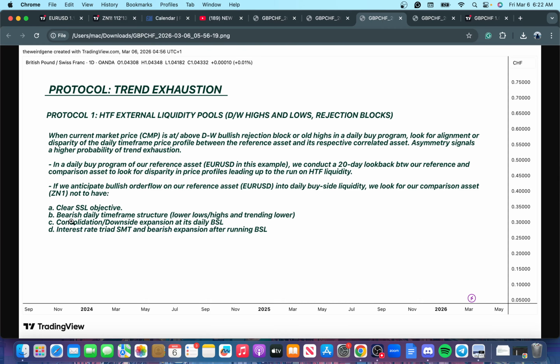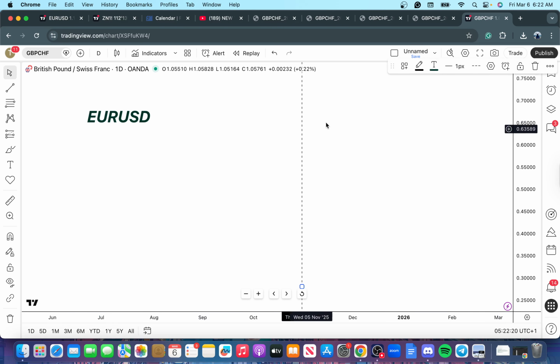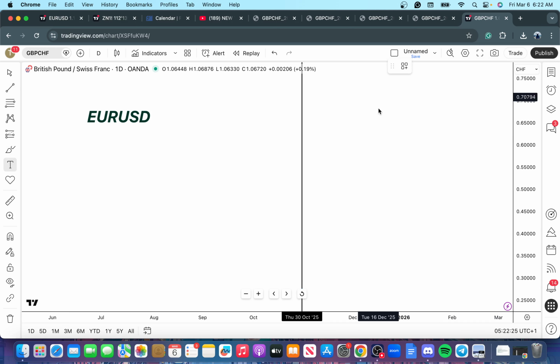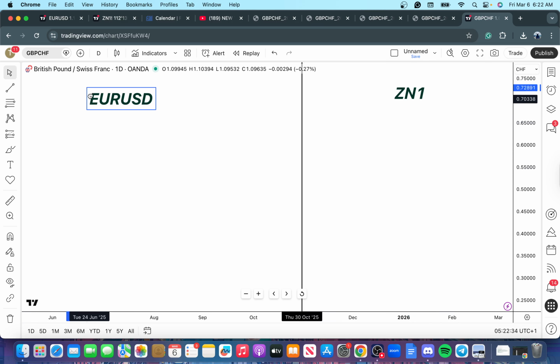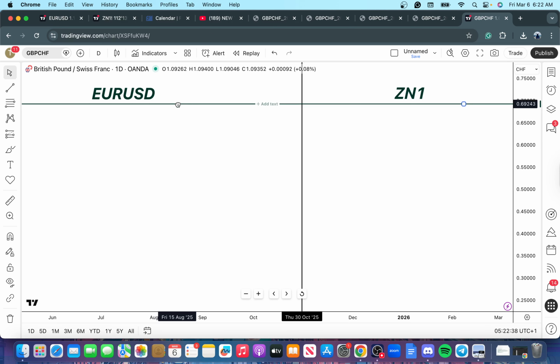So the first objective is, if we expect higher prices in Euro, let me just do this real quick for ease of annotation. So we have Euro Dollar on the left side, and we have a divider, and we should have 10-year T-note on the right side of our chart, right? Now, again, the example is that we're looking for bullishness on Euro Dollar. We're expecting higher price on Euro Dollar.